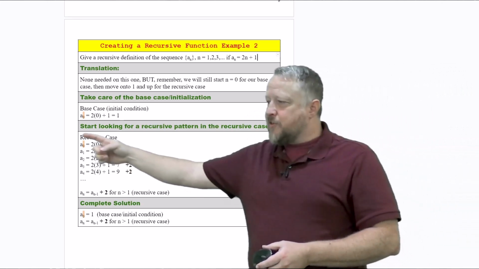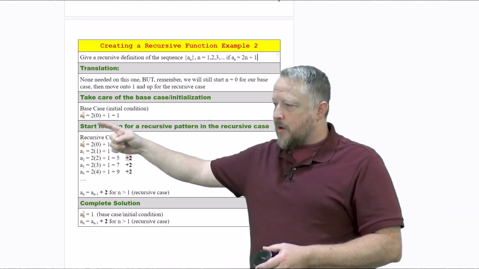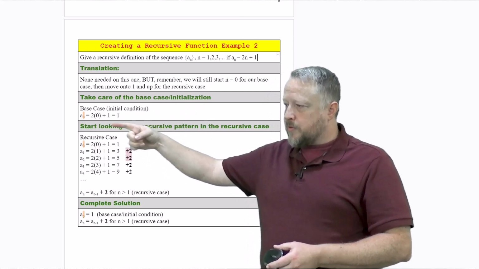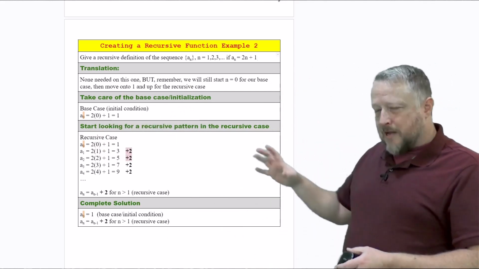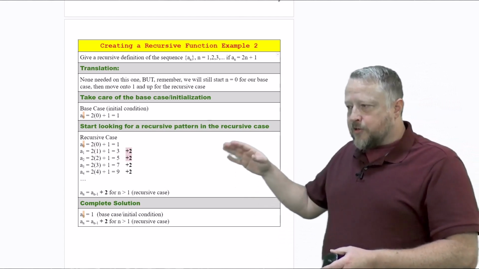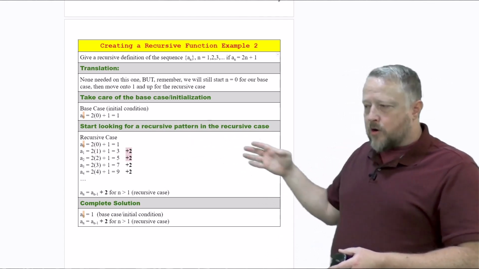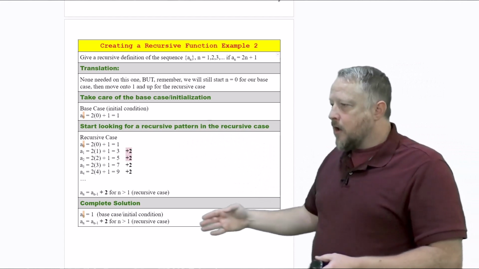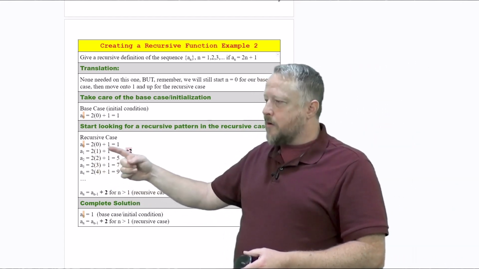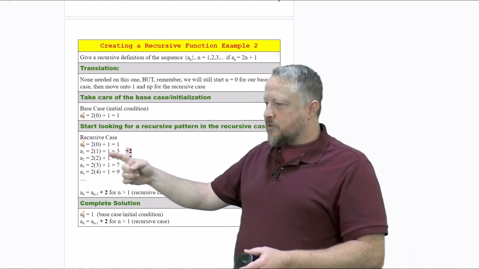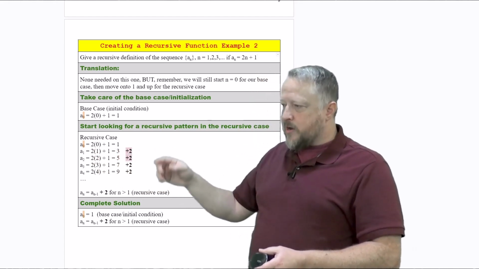We're going to have a of 0, there's where my 0 comes from, and then 2 times 0 plus 1, which equals 1, which hopefully is pretty easy to figure out. So that's our base case. Then we start looking at the recursive pattern in the recursive case, just like we did before. Now notice again, I'm putting a of 0 in there just to help out with the overall pattern. A of 1 is going to be 2 times 1 plus 1 equals 3.